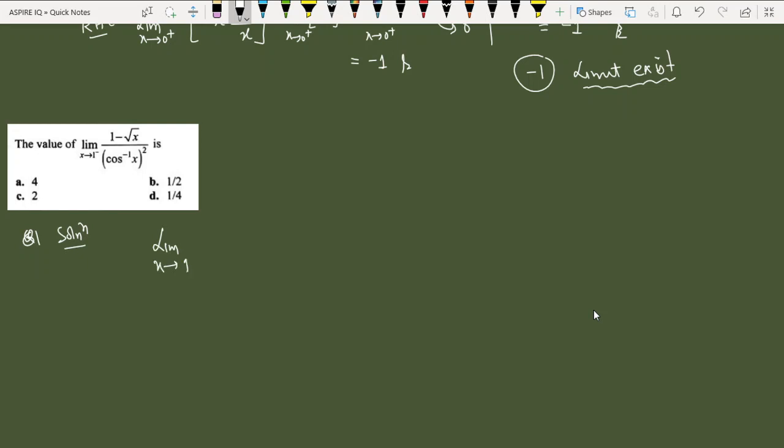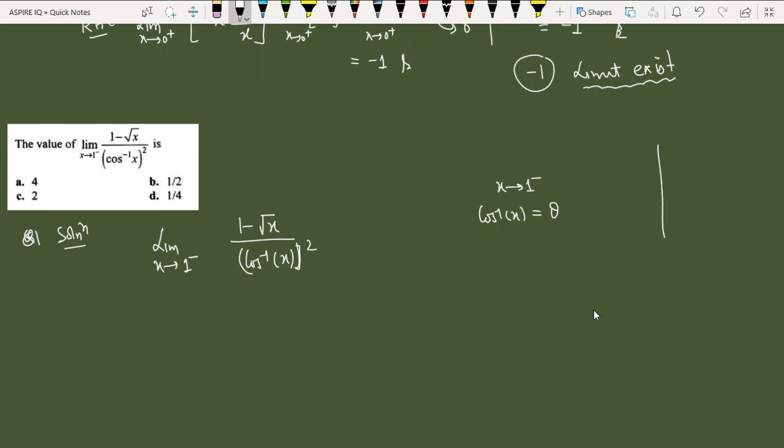Limit x tends to 1 minus. We are approaching from the left hand side towards 1. 1 minus does not mean x is negative. 1 minus does not represent x is negative. We are approaching towards 1 from the left hand side. So 1 minus root x upon cos inverse x whole square. Now see here, I can replace it. Cos inverse x is equal to theta.